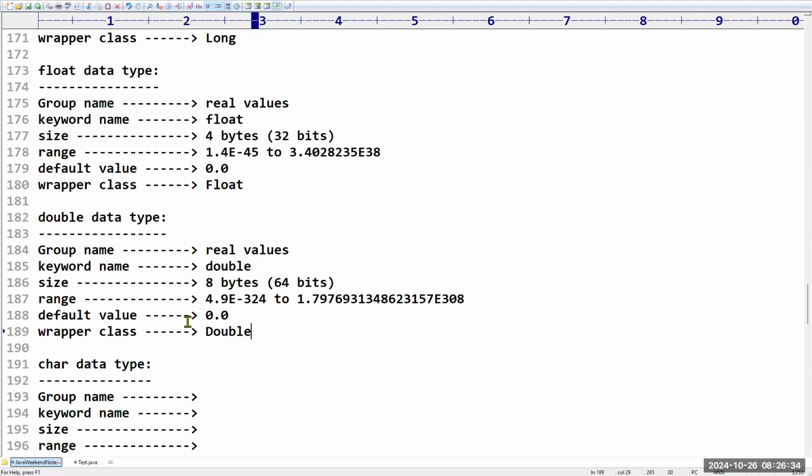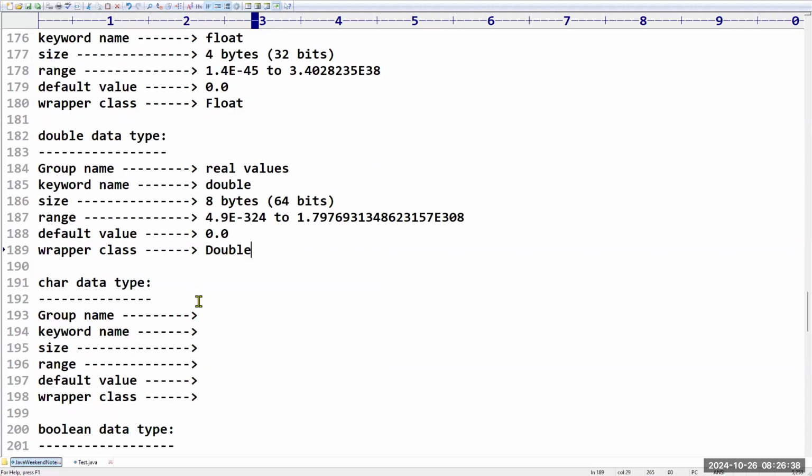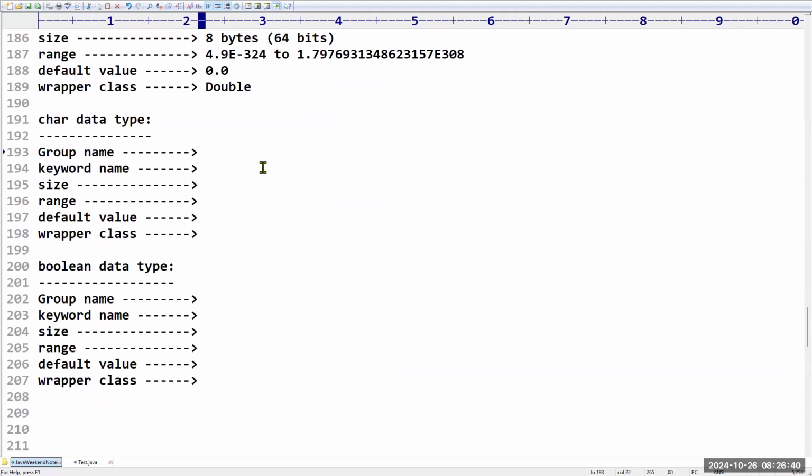No, sir. Right. So let us talk about the character data type. What is the group name for this? Characters. What is the keyword name? Char.